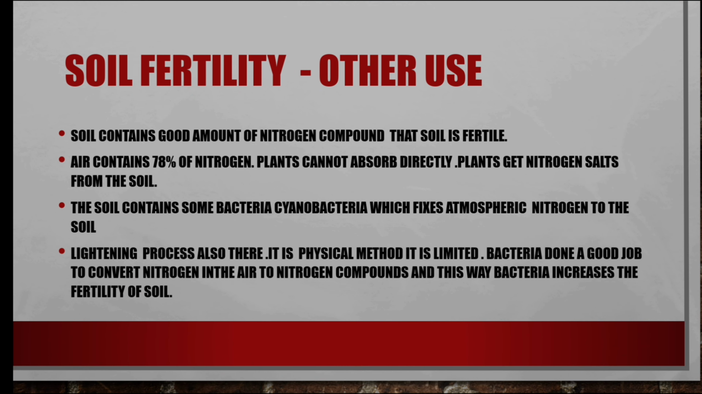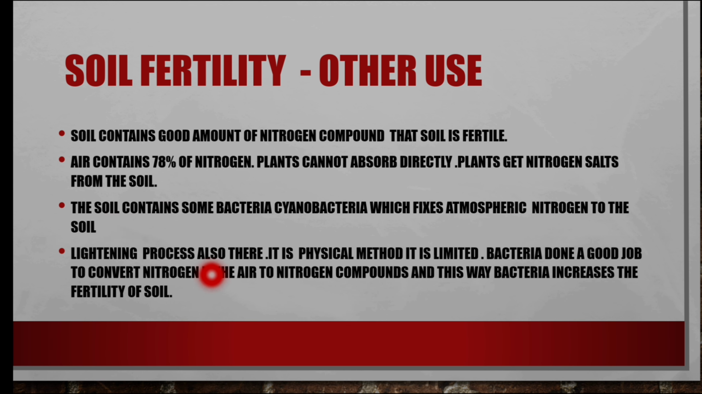Soil fertility. Soil fertility is increased by certain microorganisms, that is blue-green algae, nitrogen-fixing bacteria. Soil contains a good amount of nitrogen compounds, so that soil is fertile. Air contains 78% nitrogen. Plants cannot absorb it directly. Plants get nitrogen salts from the soil. The soil contains some bacteria, that is cyanobacteria, which fix atmospheric nitrogen into the soil.